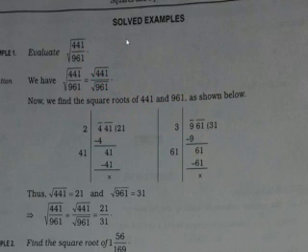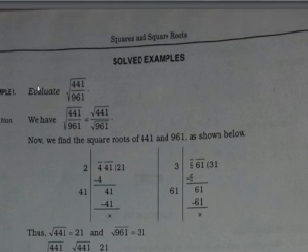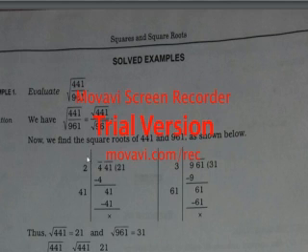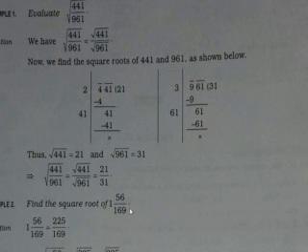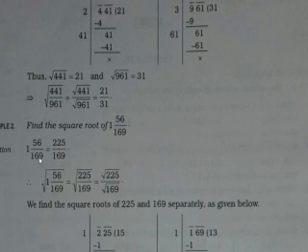Here are a few solved examples. You can see root under 441 by root under 961. Simply you make separate roots and you find the square root. You can see after finding the square root, here comes 21 and here comes 31. Of course 21 by 31 becomes the answer. Okay, if it is given, find the square root of 1 56 by 169, then in that case at first you will change it into a mixed fraction. You can see over here 1 into 169 it has been done, and plus 56, that will be the numerator.